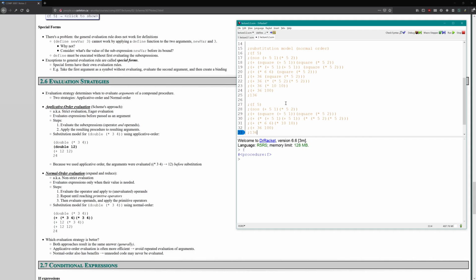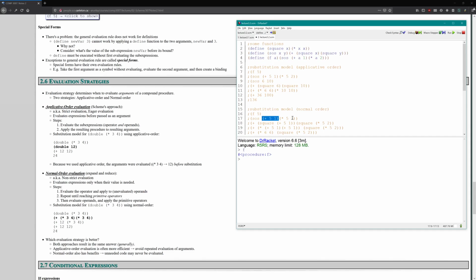In this case, we just did things in parallel to shorten the amount of typing that you have to do. Either of those is allowed, so long as when you're doing normal order, you apply compound procedures to their arguments without first evaluating the arguments. Applicative order, we first evaluate the arguments, and then we do the application step, the substitution.